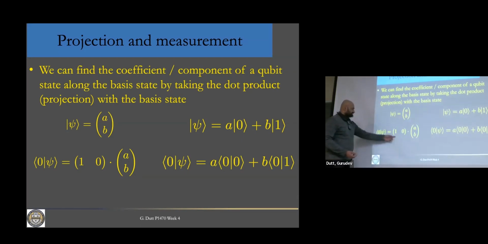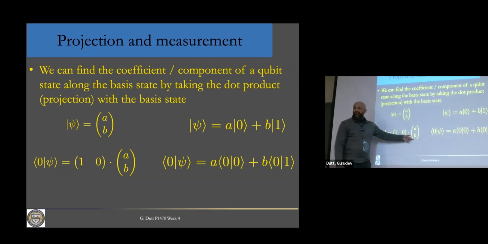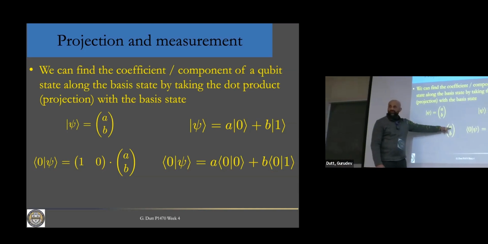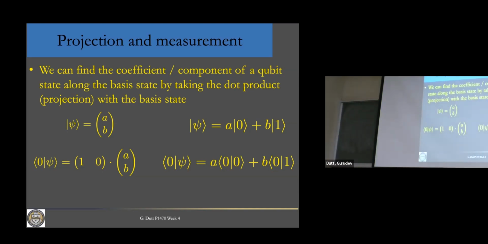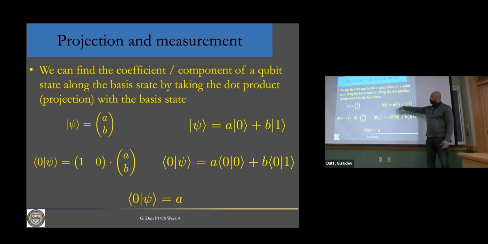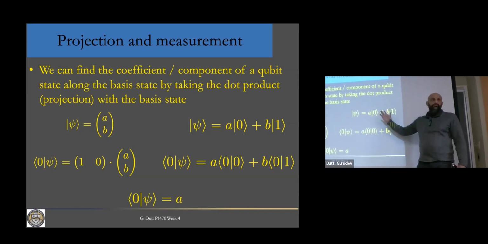Okay? And on this side, we can see the same thing in the language of column and row vectors. If we take the row vector 1, 0 and multiply it by the column vector AB, then that's 1 times A plus 0 times B. So the end result is the number A. This number A is the coefficient, or the component, of the ket vector psi along the state 0.